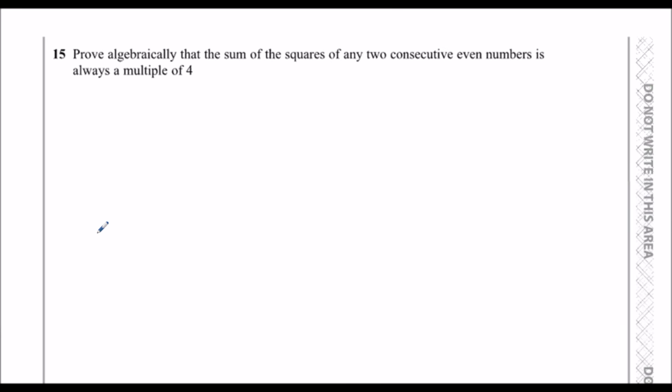Question 15. Prove algebraically the sum, so added, of the squares of any two consecutive even numbers is always a multiple of 4. So our first even number, an even number can be written as 2n, so anything in the 2 times table. The next even number is 2 after the first one, so 2n plus 2. If our first even number's 4, the next one's 6. If our first one's 10, the next one's 12. So 2 consecutive even numbers, one is 2 more than the other one.